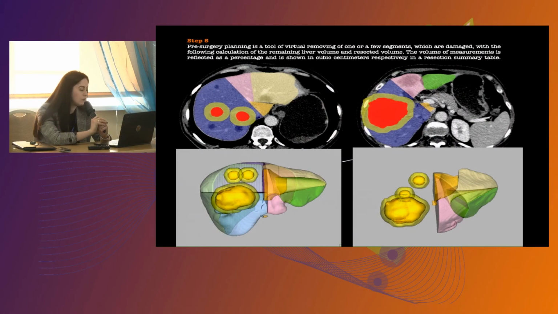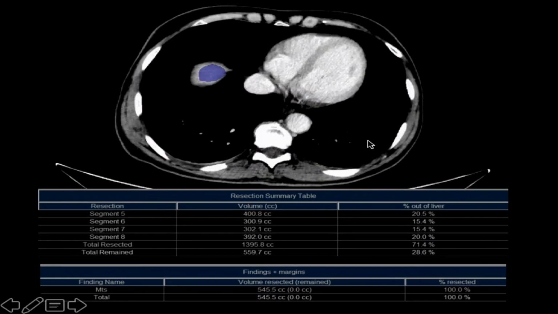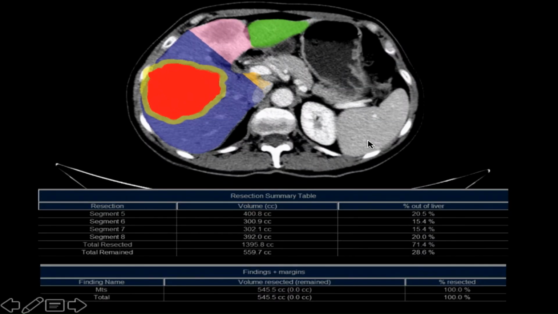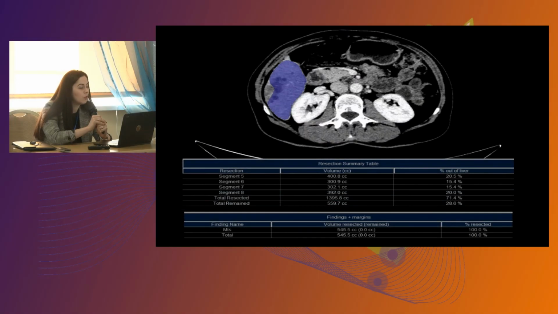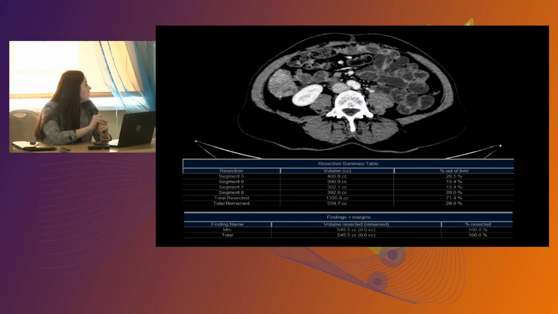And a surgeon doesn't have to remove the whole segment. He can remove just a part of it, just a few cubic centimeters, to preserve as much liver parenchyma as possible. And you can see the safety margin in yellow. And below there is a resection summary table with the volume of every segment, and then total resected and total remained parenchyma.